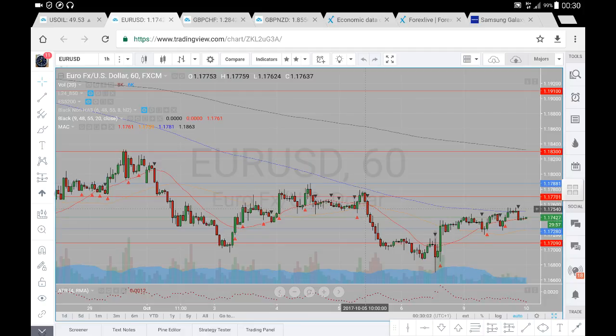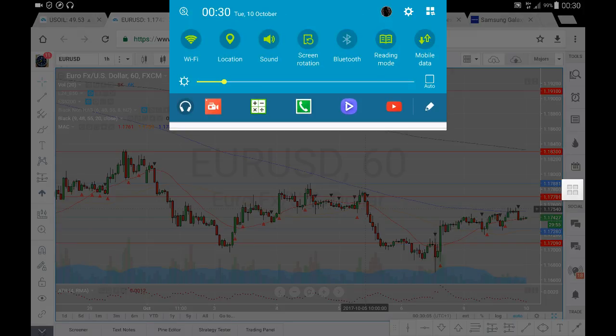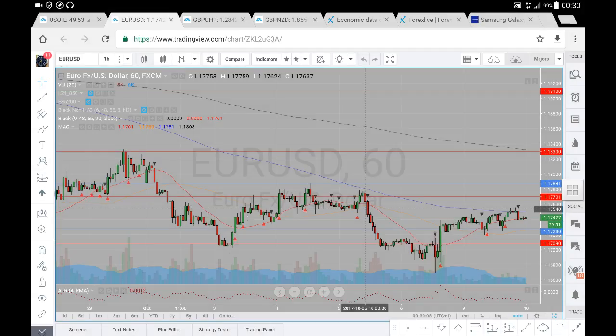So this is Euro-dollar analysis for Tuesday, the 10th of October. Now, if you've watched the previous video, I did mention that after seeing this big reversal from the initial NFP candle, which was bearish, the candle which opened at 3 p.m. was bullish, pretty bullish at that, larger than the bearish candle.